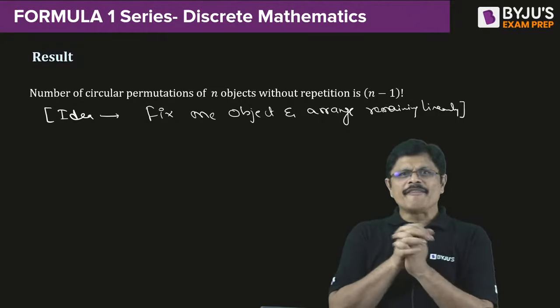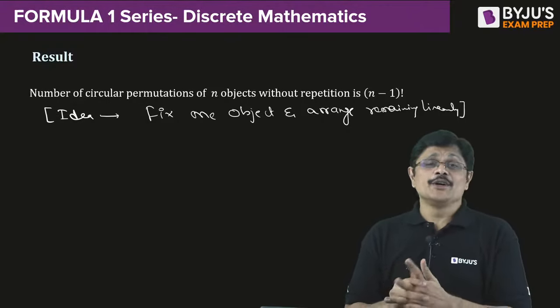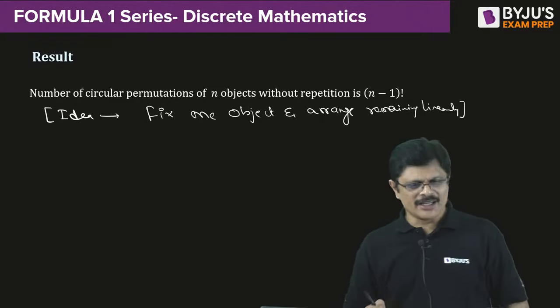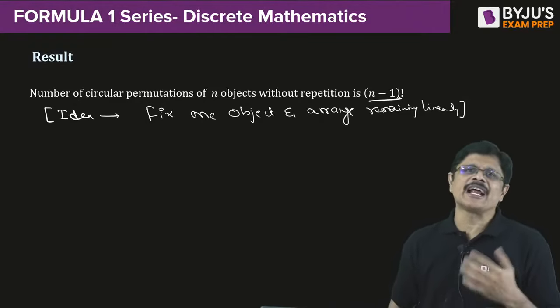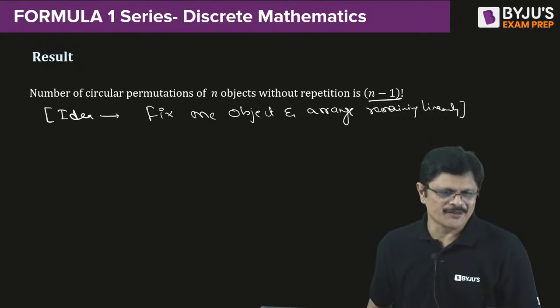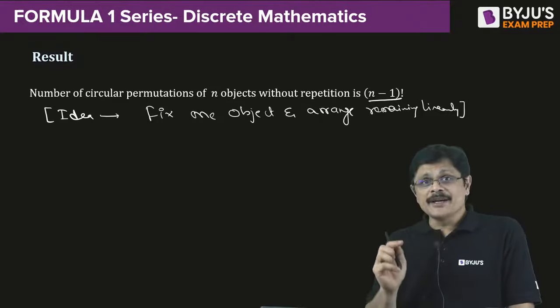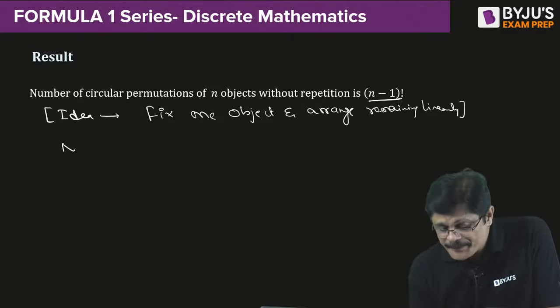See, fixing one object is called fixing a point of view. Once you fix your point of view, it is a linear arrangement only. So how many linear arrangements are there for n minus 1 objects? n minus 1 factorial. Is it clear? This is very important.